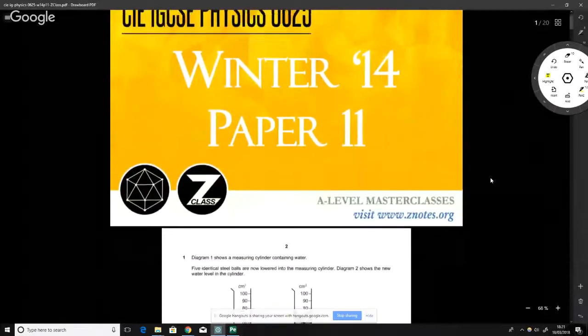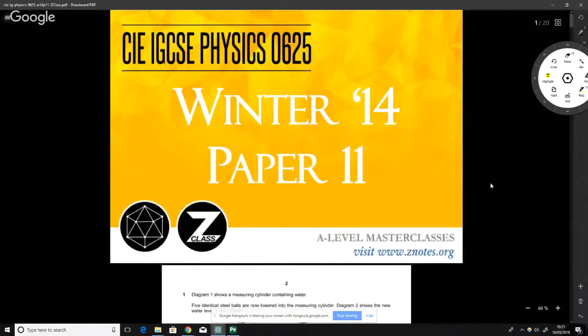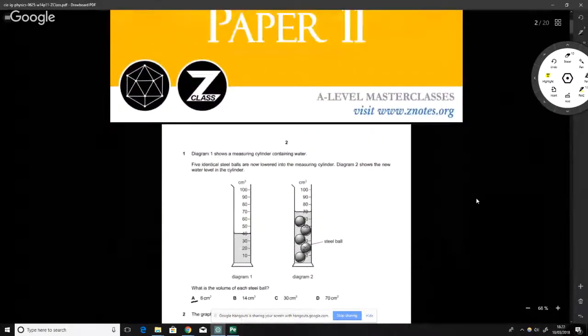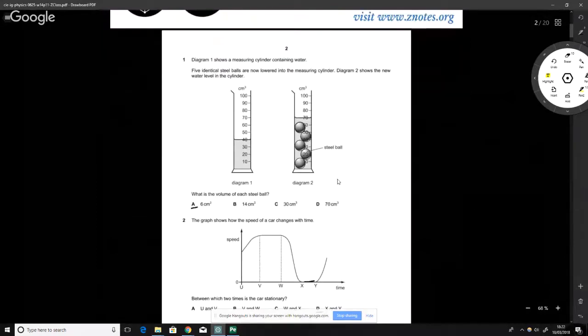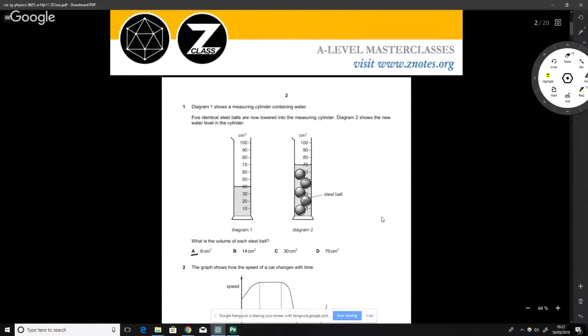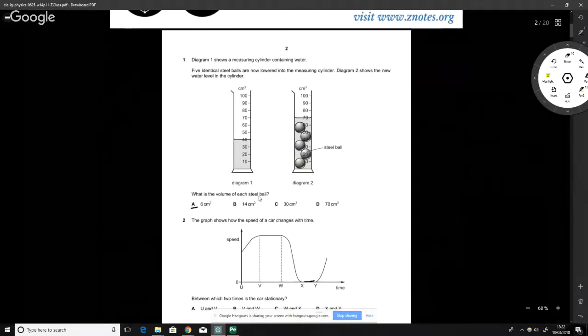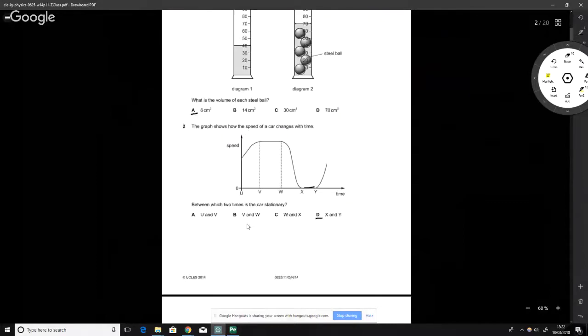All right, we're going to be talking through the winter paper of 2014, and this is paper number 11. Let's jump straight in. Basically what they wanted you to calculate here was the volume of each of the steel balls. You simply measured the difference in the volume with the balls in and out, and divided by 5, and you should get 6 centimeters.